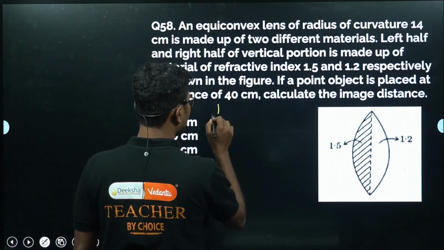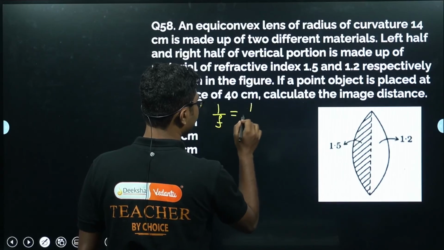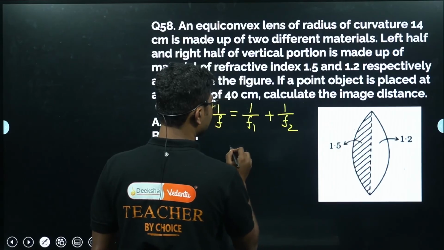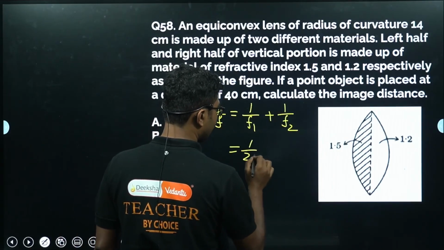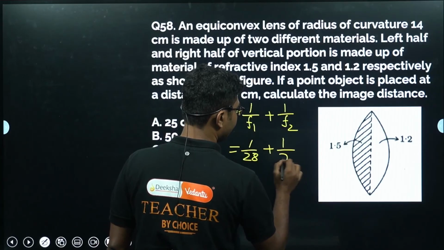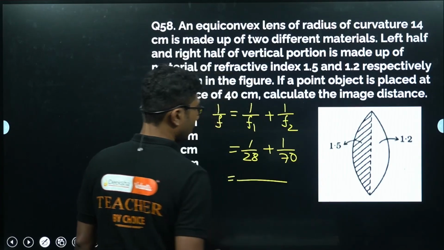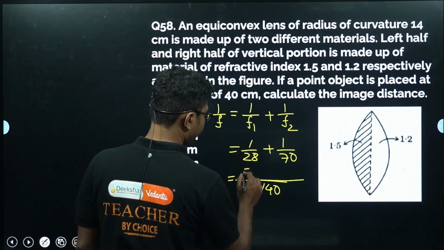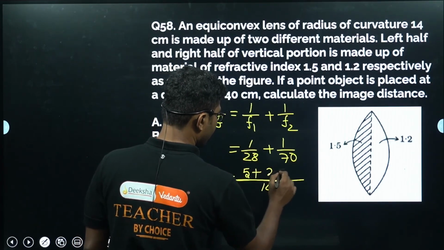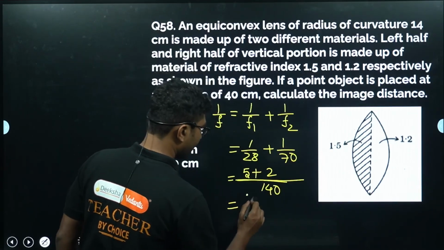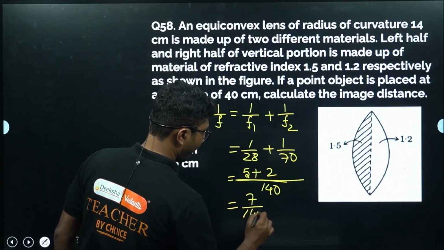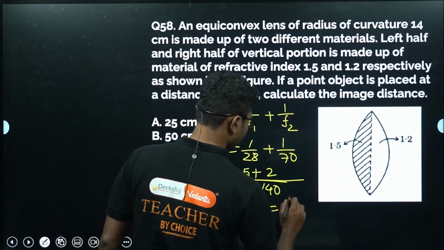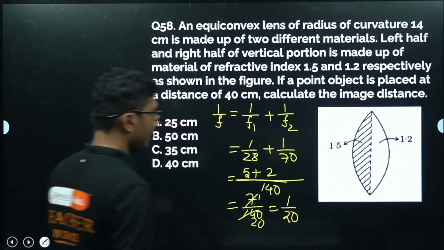We know that for two lenses in contact, the equivalent focal length is given by 1 by f equals 1 by f1 plus 1 by f2, like resistances in parallel. So 1 by 28 plus 1 by 70. Simplify this. Okay, 140, this will be 5, this will be 2 obviously, then it will be 7 by 140, 1 by 20. So 1 by f is 1 by 20.